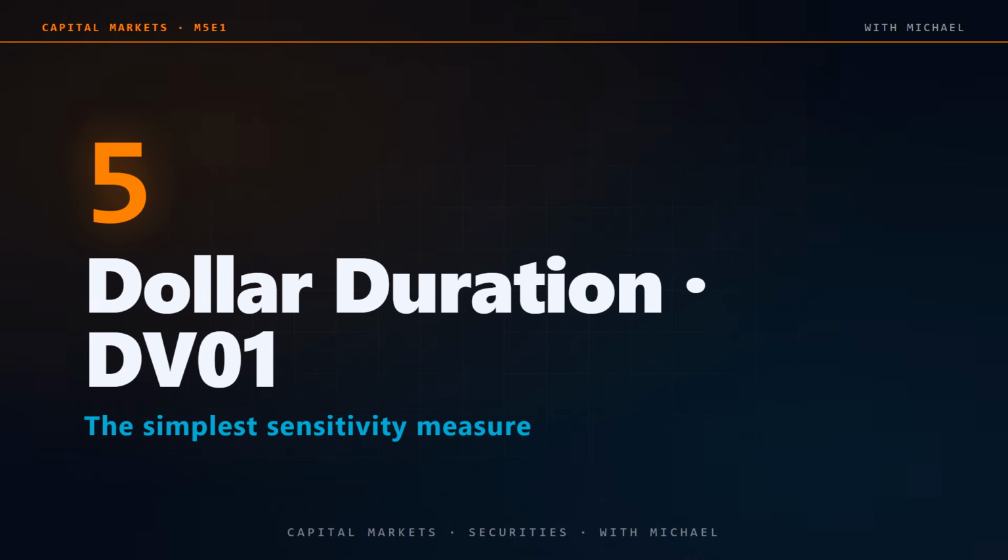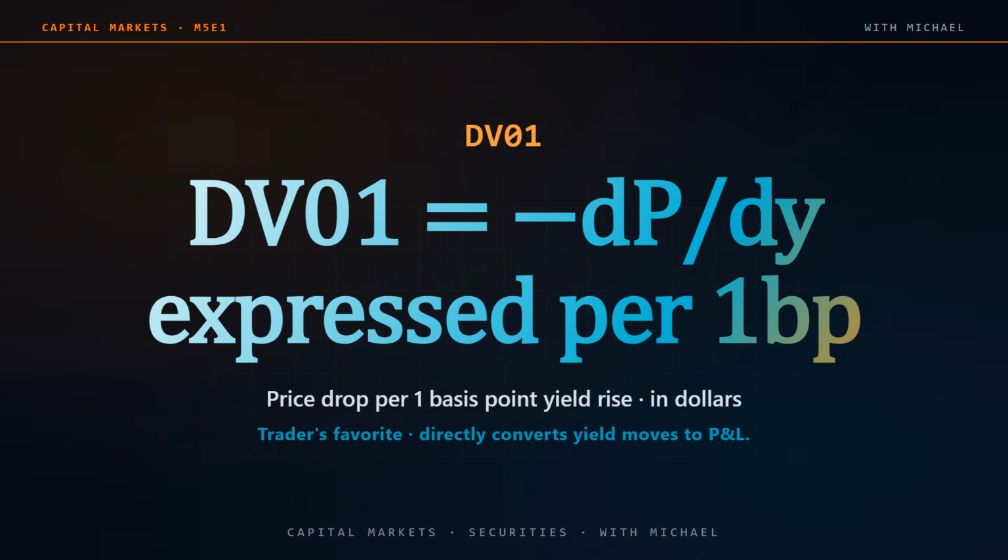Dollar duration is simply minus the derivative of price with respect to yield. The minus sign is there because price and yield move in opposite directions, so dollar duration is naturally positive. If a 1 basis point yield rise causes a $1,000 price drop, the bond's dollar duration is approximately $100,000 per percentage point. This number is useful for risk reports because it directly tells you how much money you stand to lose for any given yield move.